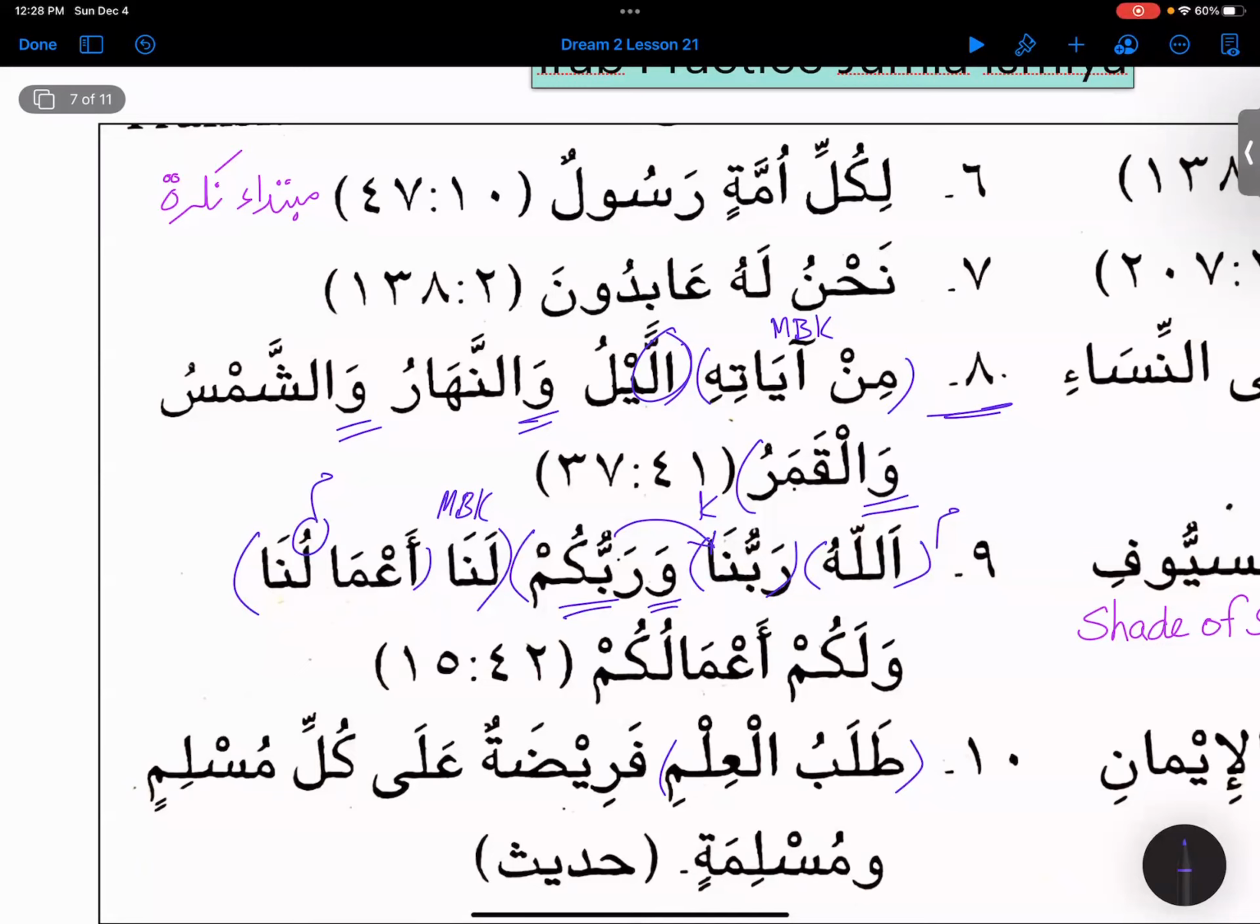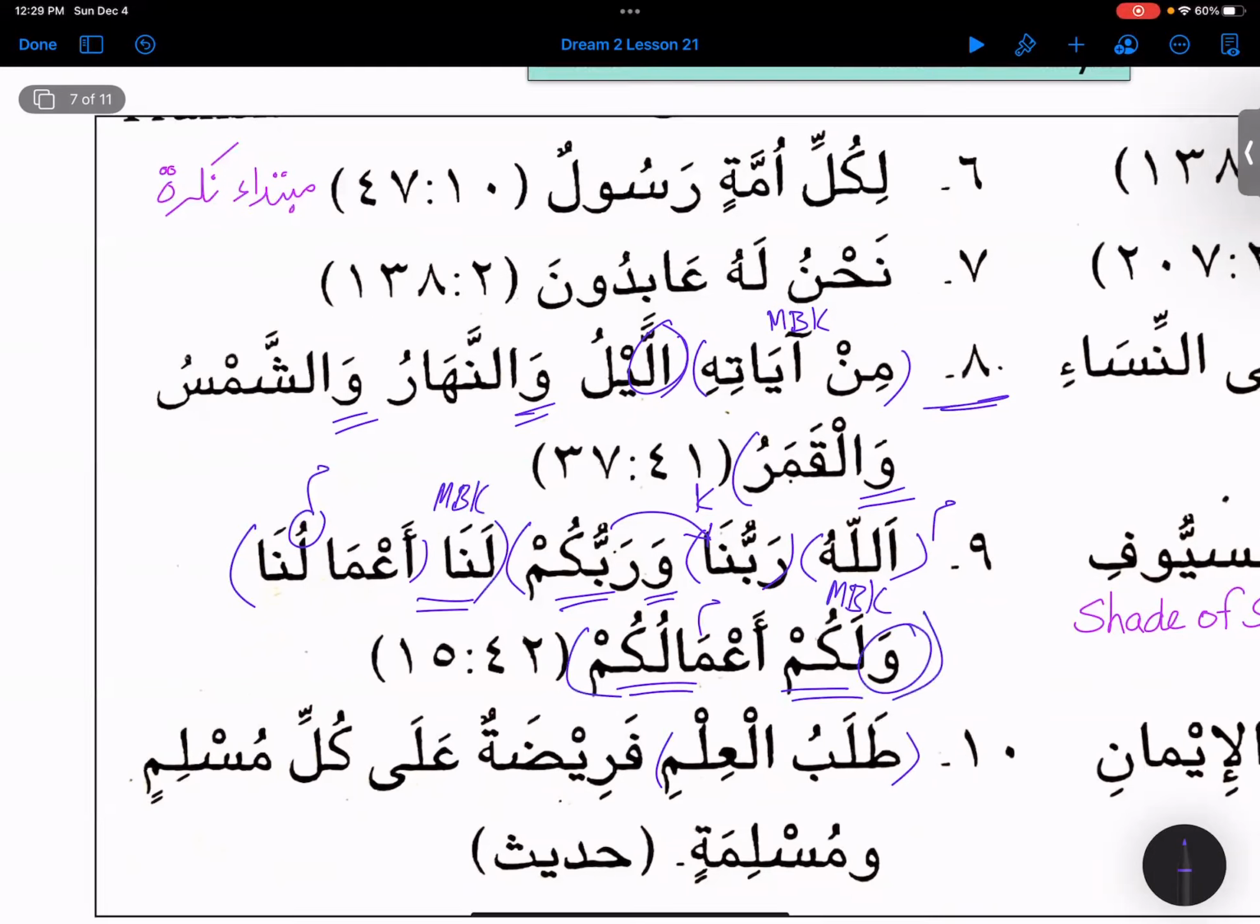So, lana amaluna, exclusivity is over here. Our amal are only for us, and your amal is only for you. So, again, lakum is MBK, and amalukum is what? Mubtada, no khabar. Okay. Not three sentences. Lana amaluna, then the waw came over here, right? So this is ma'tuf alayh. The whole sentence, walakum amalukum, is ma'tuf ala lana amaluna. The whole sentence is connected to the previous sentence. We learn all that. So this should be a good practice for you.